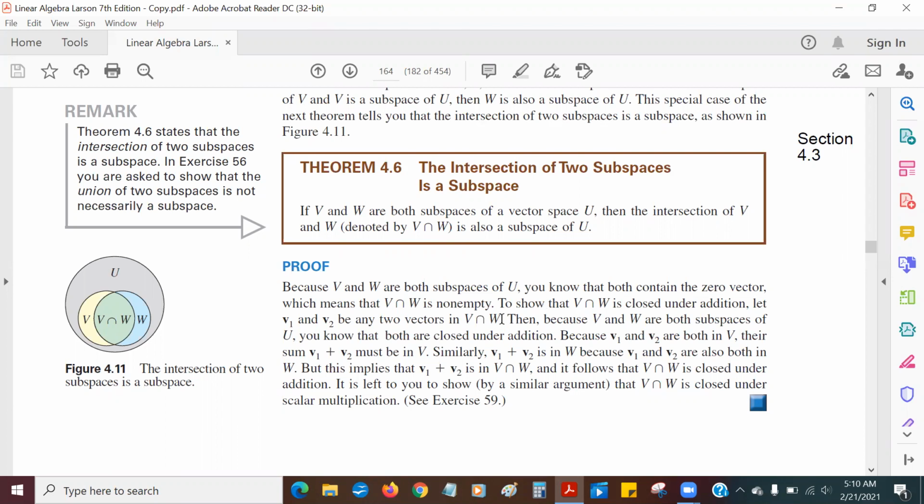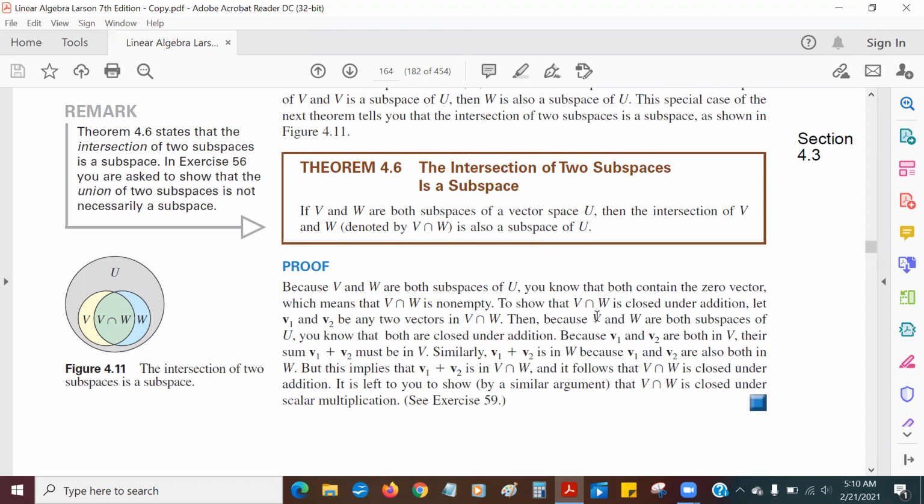So let's get right to it. We want to show that V intersect W is closed under addition. So we want to show that this green football is closed under addition. Let's take two random vectors, V1 and V2. These two vectors live inside that intersection. And by the way, V1 and V2 might be the same vector because this intersection might only be one vector. Who knows? But I'm just saying we're calling them V1 and V2.